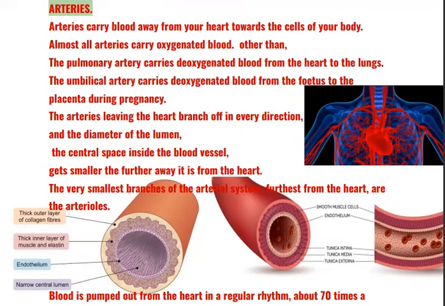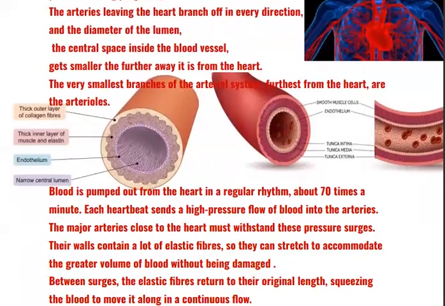The arteries leaving the heart branch off in every direction, and the diameter of the lumen, the central space inside the blood vessel, gets smaller the further away it is from the heart. The very smallest branches of the arterial system, furthest from the heart, are the arterioles.